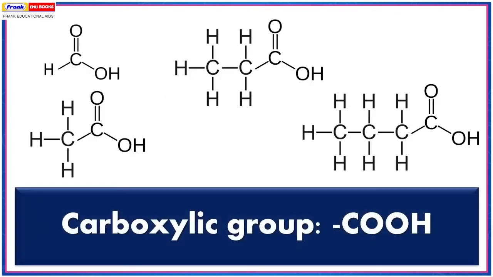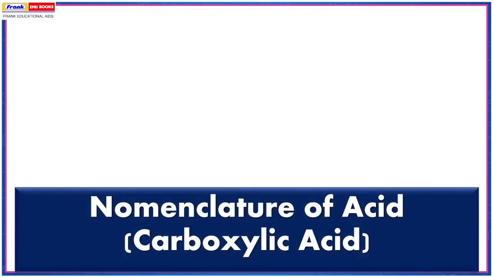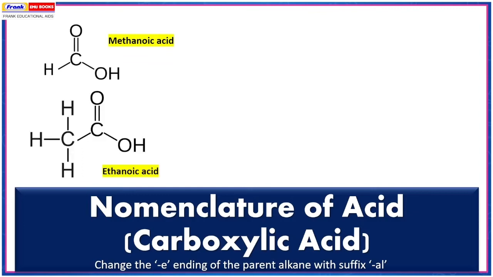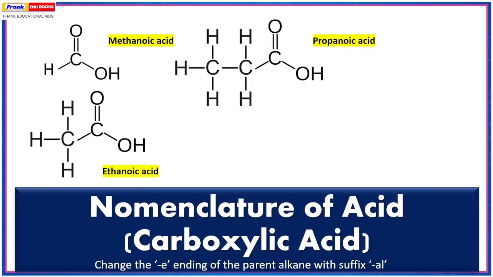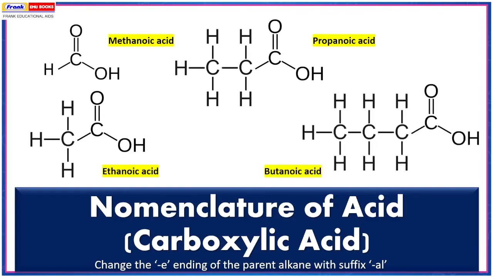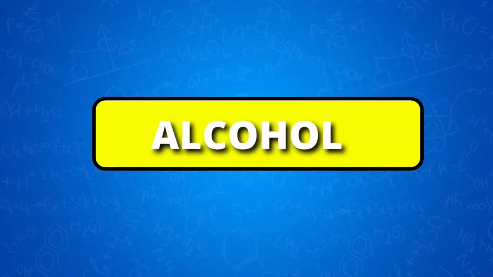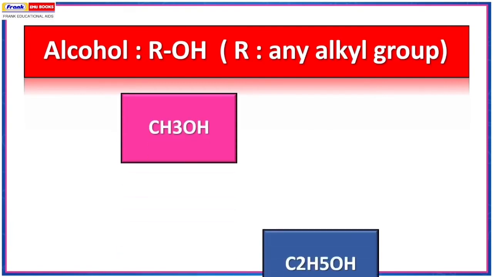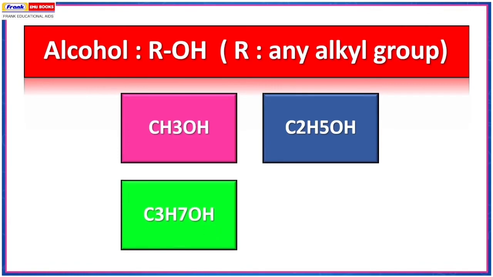Carboxylic group COOH. Nomenclature of acid: carboxylic acid. Change the E ending of the parent alkane with the suffix oic acid. H, C double bond O, single bond OH. Methanoic acid. CH3, C double bond O, single bond OH, ethanoic acid. CH3, CH2, C double bond O, single bond OH, propanoic acid. CH3, CH2, CH2, C double bond O, single bond OH, butanoic acid.